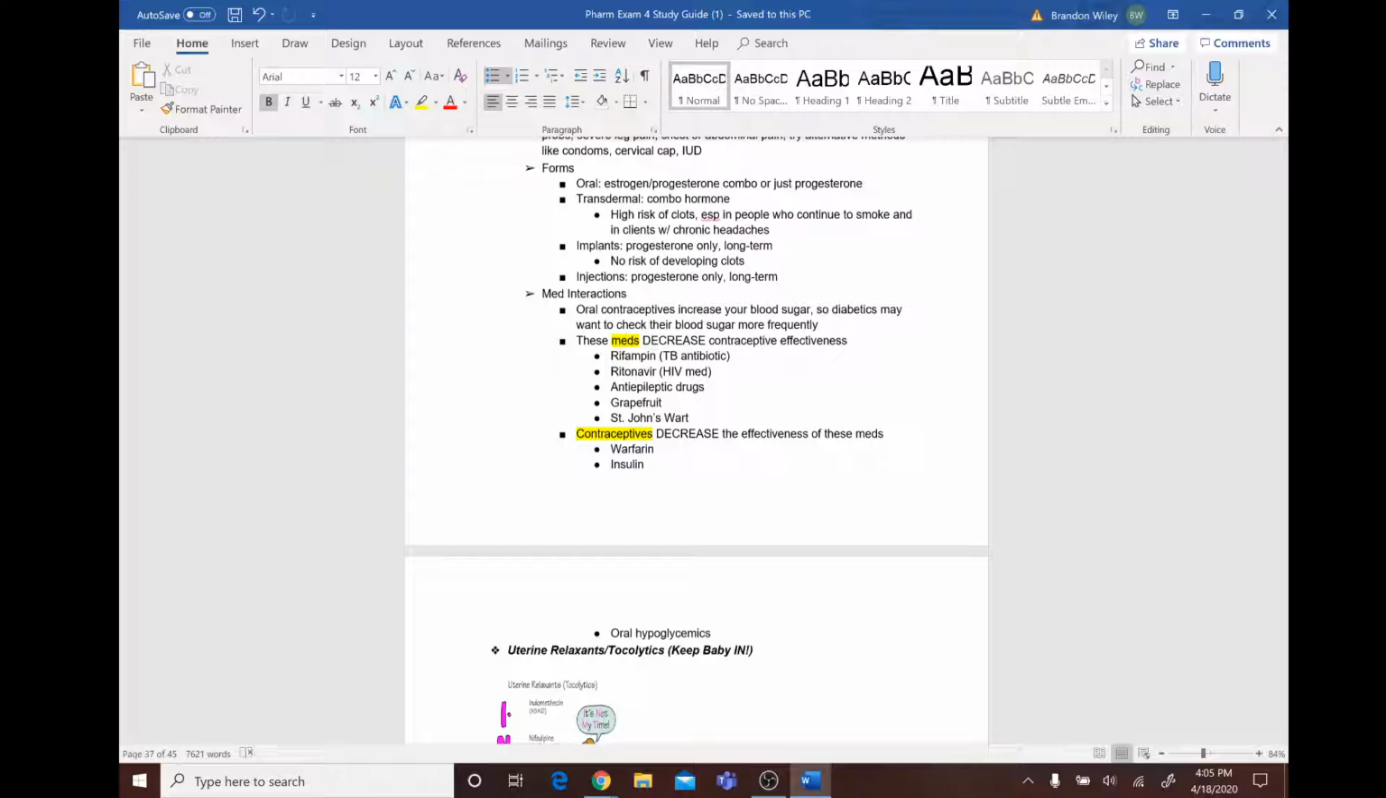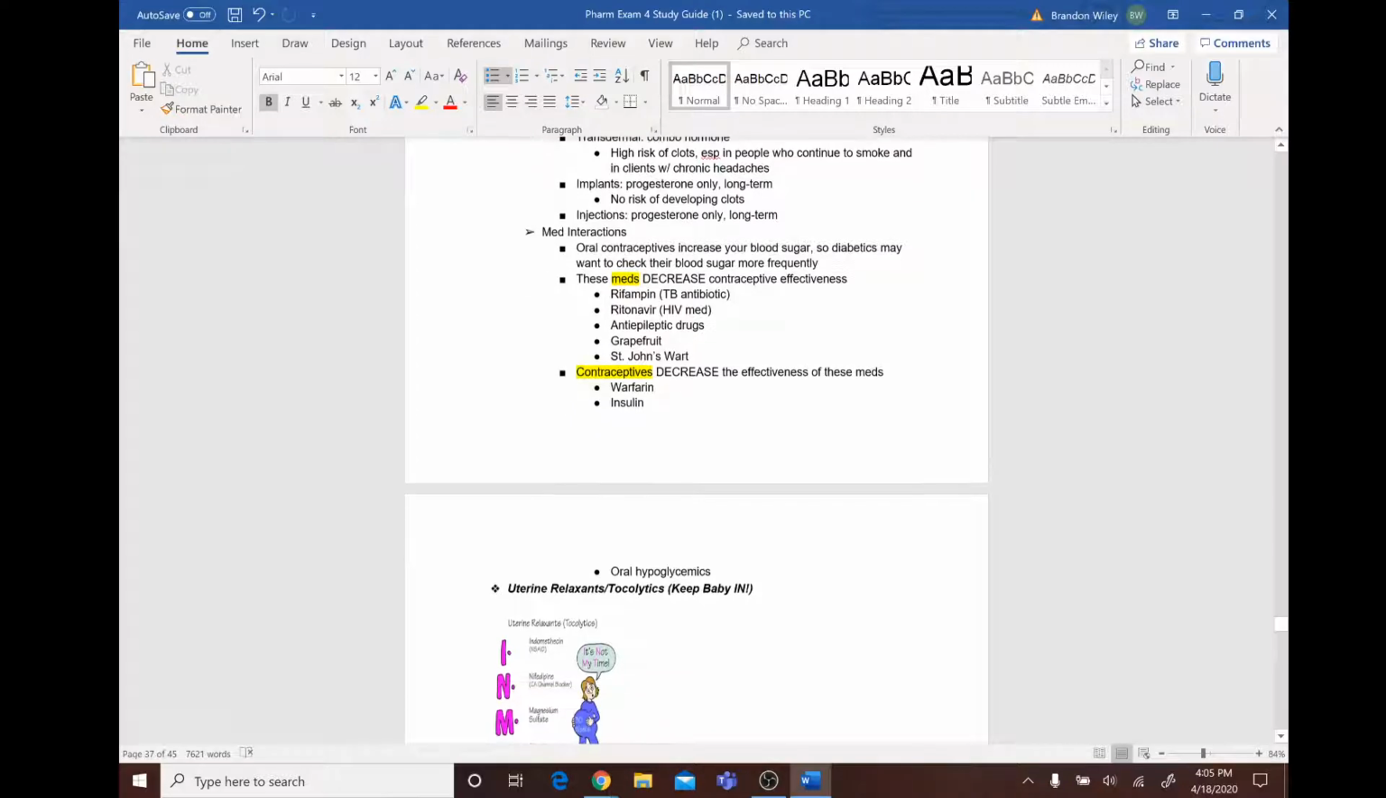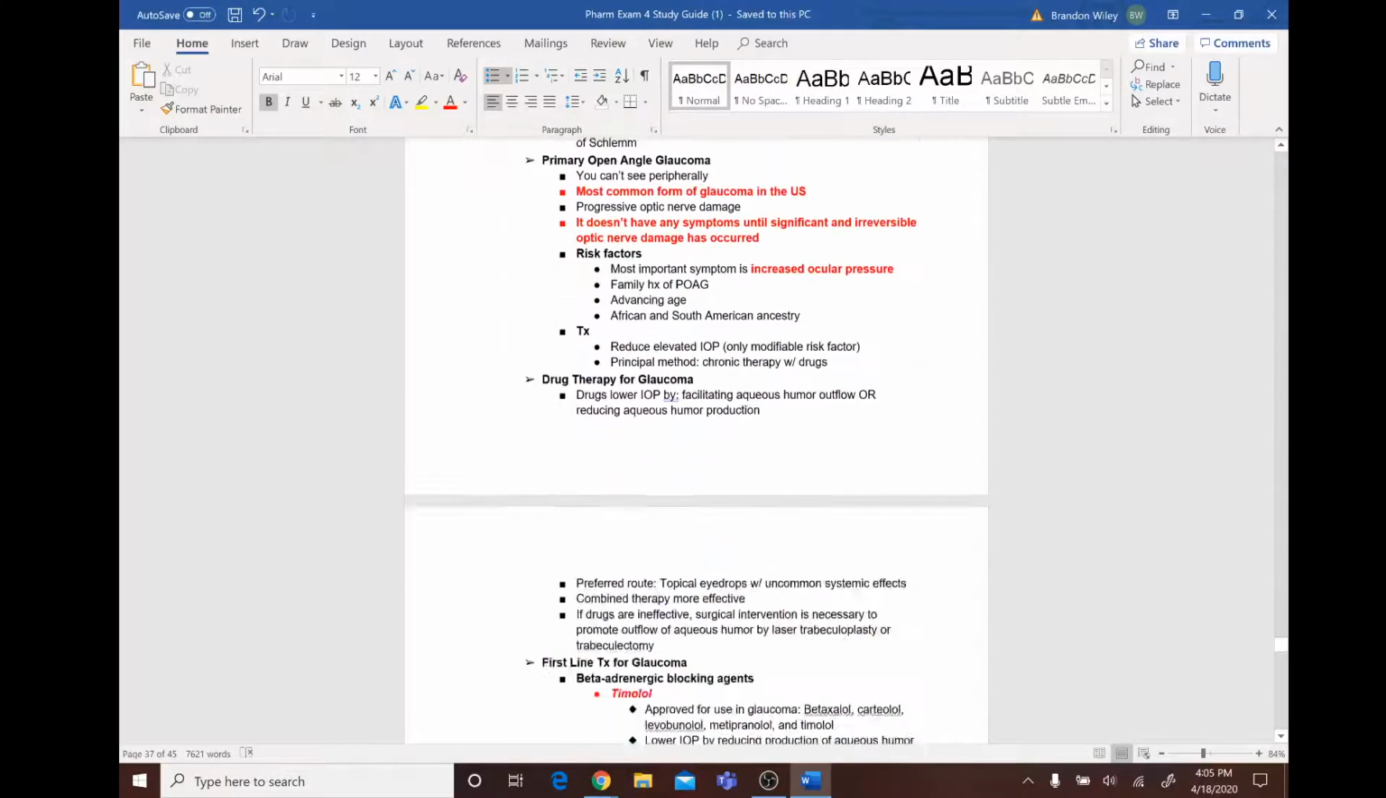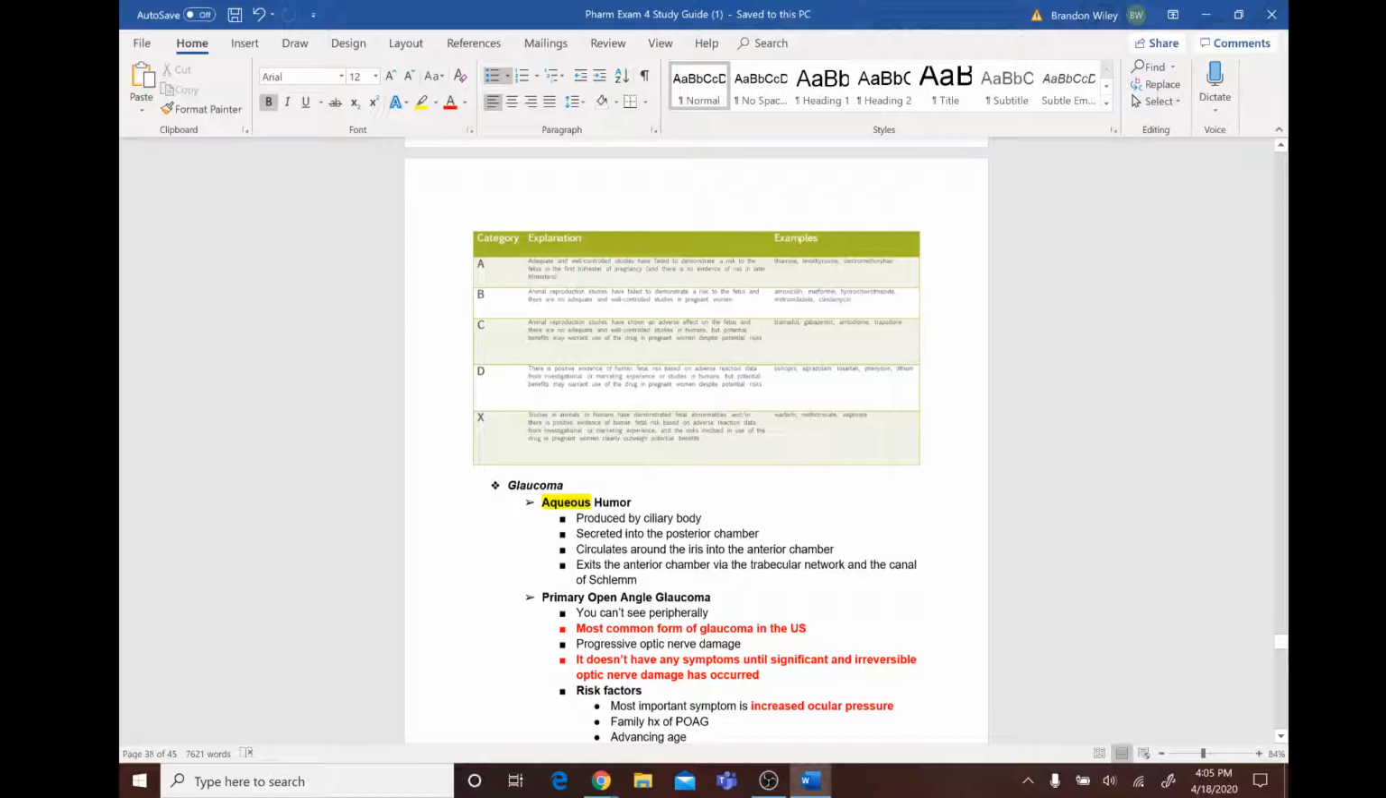What meds decrease contraceptive effectiveness? Rifampin, ritonavir, anti-epileptic drugs, grapefruit, St. John's wort. So contraceptives decrease the effectiveness of what meds? Warfarin, insulin, oral hypoglycemics.